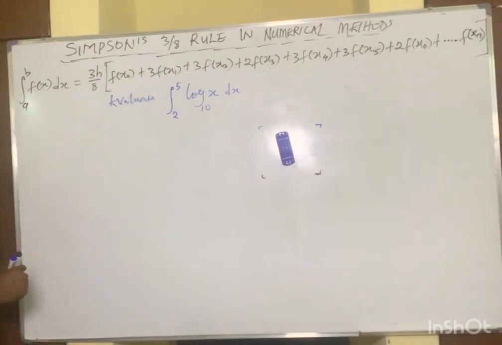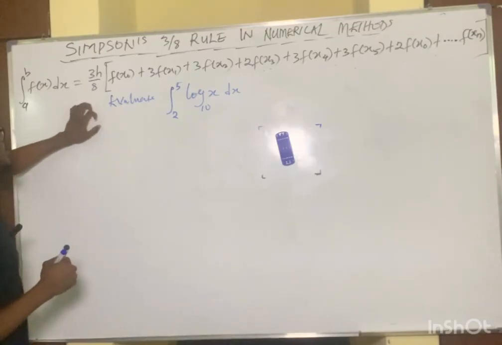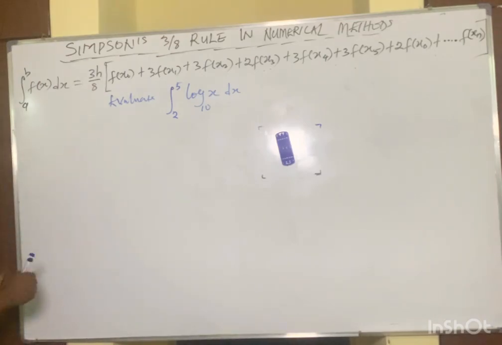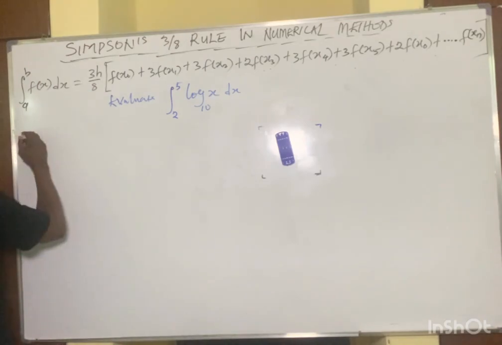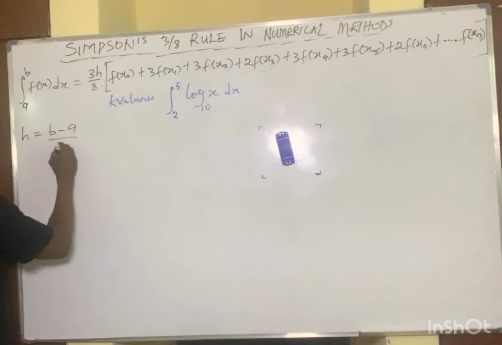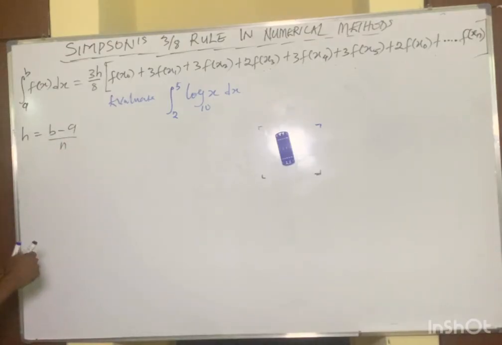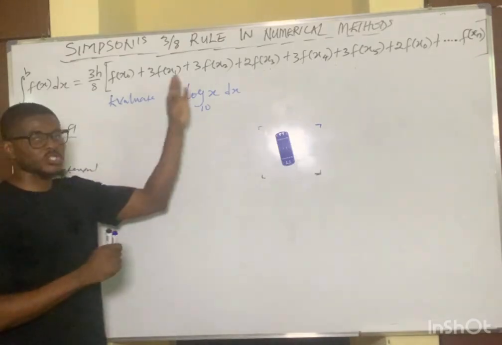So the formula simply states the integral from a to b of f of x dx is equal to 3h all over 8, where h is the interval, and it's given mathematically as b minus a all over n, and n itself is called the subinterval. It is this subinterval that determines the nature of the formula.